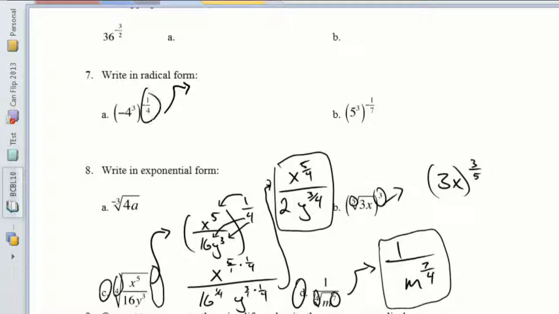So I have a negative exponent. I want to make it positive. I'm going to take the reciprocal of everything inside here. So I'm going to have 1 over negative 4 to the power of 3, and this is all to the power of 1 over 4 now. The 1 to the power of 1 over 4 is just going to give me 1 over 4. And on the bottom, I'm going to have negative 4 to the power of 3 over 4.